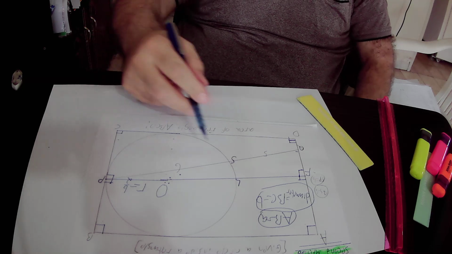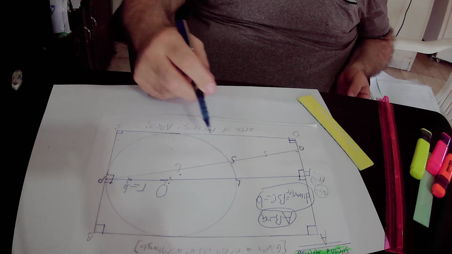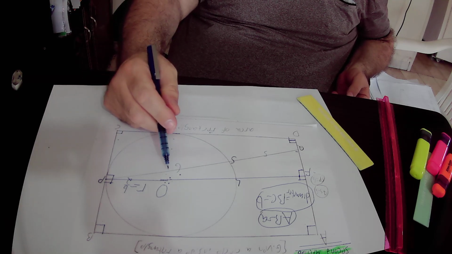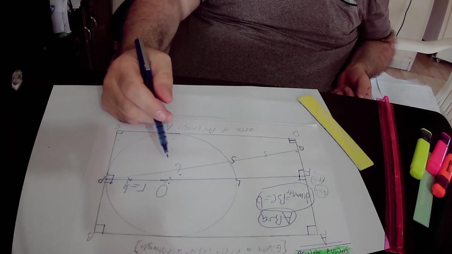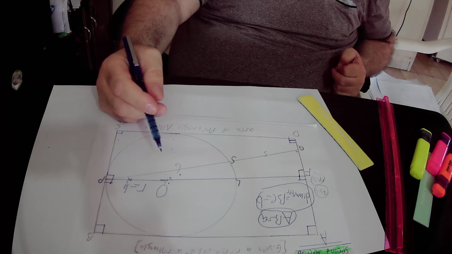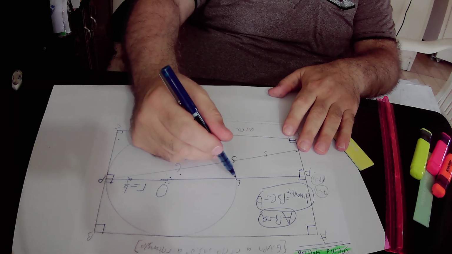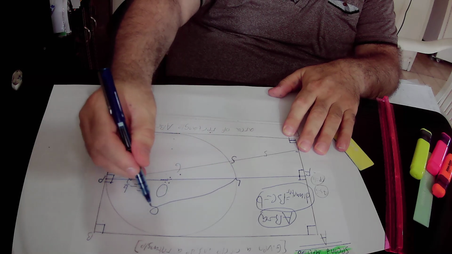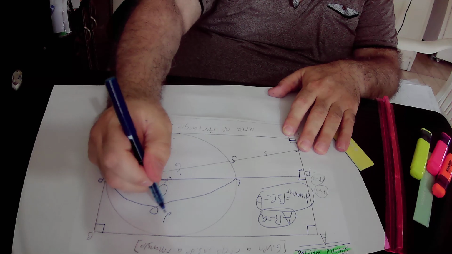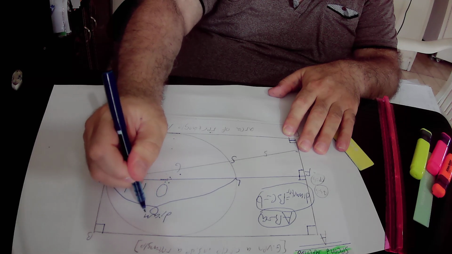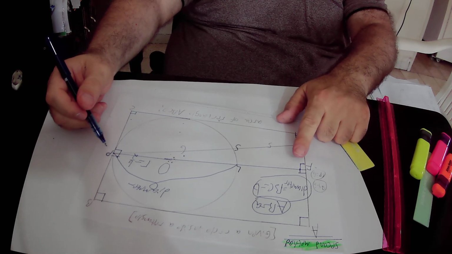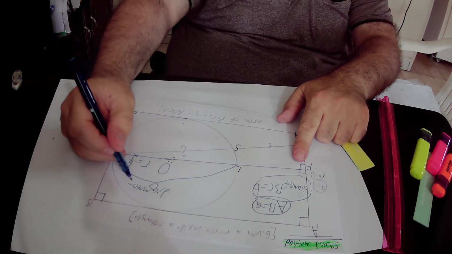What is the definition of LP? Chord LP passes through the center of the circle. Any chord that passes through the center of the circle must be the diameter of the circle. So here LP is the diameter of the circle, and I already mentioned that the diameter of the circle equals B.